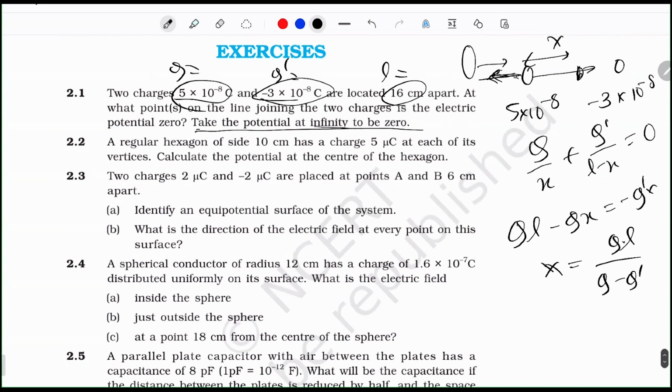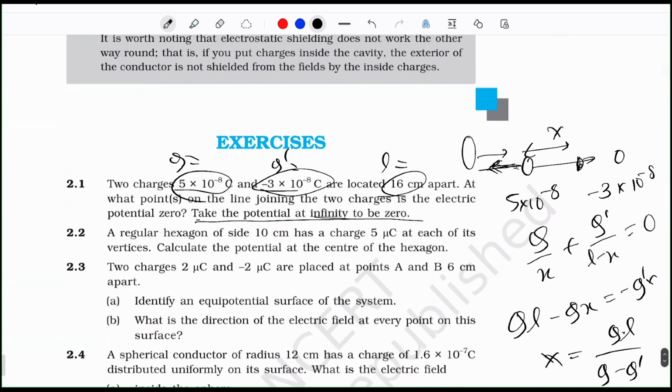Okay, 2.2. A regular hexagon of side 10 centimeters with a charge of 5 microcoulombs at each of its vertices. Calculate the potential at the center of the hexagon. What would you do if you were asked to calculate the electric field? Well, in this rare case, calculating the electric field is simpler because of the symmetry.